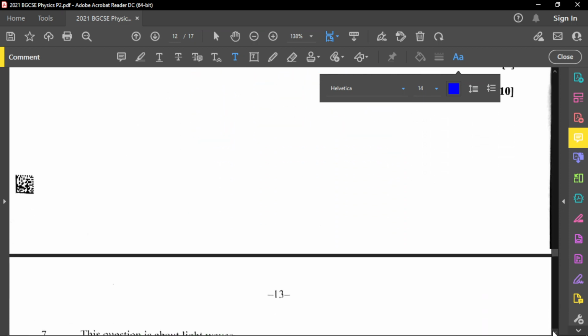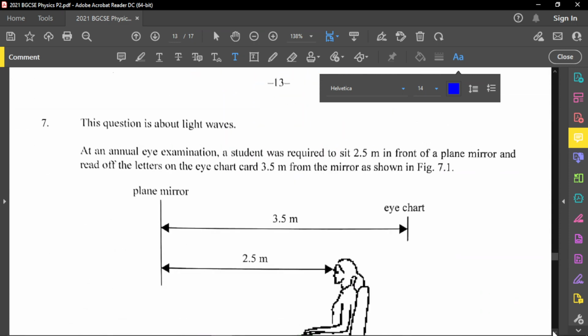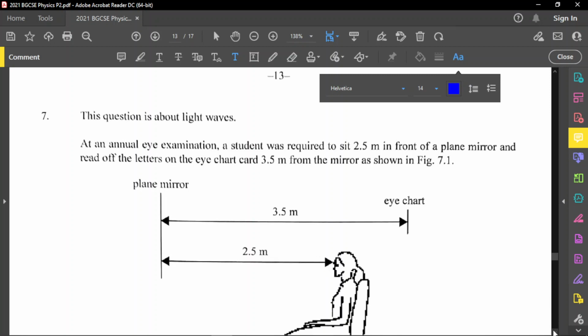That question actually finished. All right, question number 7 now, and we're almost there. The question is about light waves. It said at an annual eye examination, a student was required to sit 2.5 meters in front of a plane mirror and read off the letters on the eye chart, which is 3.5 meters from the mirror, as shown in figure 7.1. So the plane mirror is here, the eye chart is 3.5 meters away, and the person is sitting 2.5 meters in front of the mirror. Those are very important bits of information.